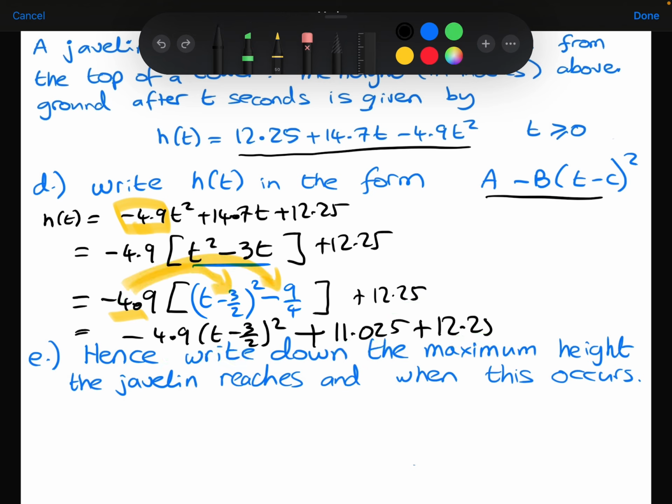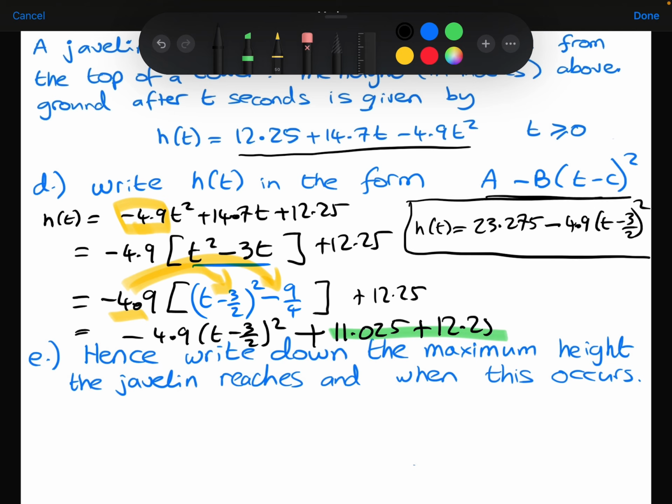All I'm going to do now is just simplify this a little bit. So I'll say h of t, my two constant terms, add those together to be 23.275 minus my 4.9 t minus 3 over 2 squared. That is my answer to part D.